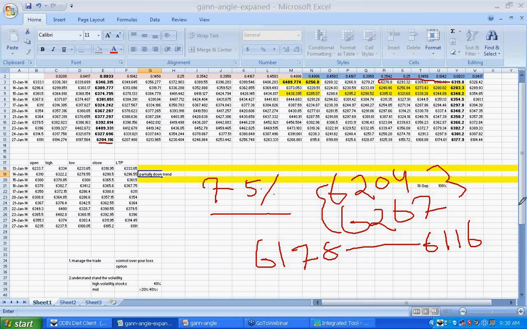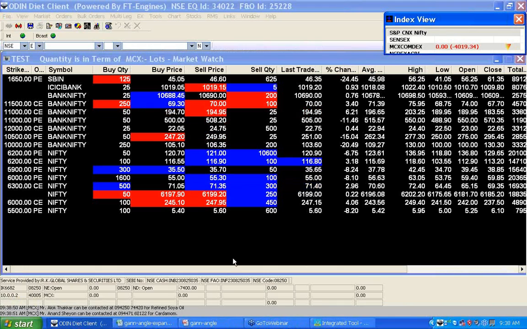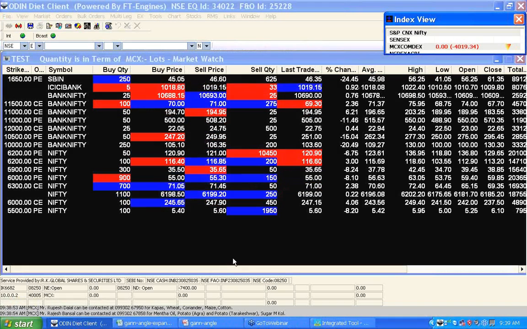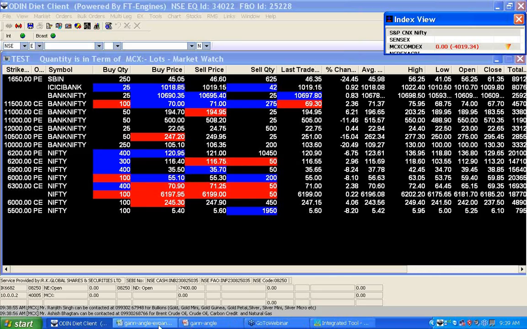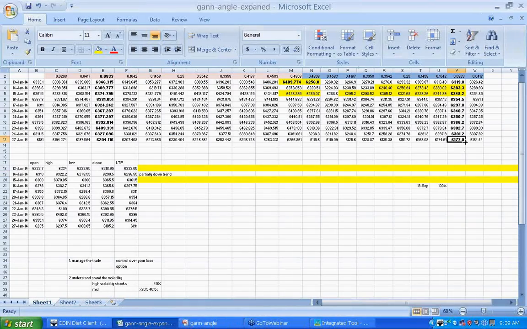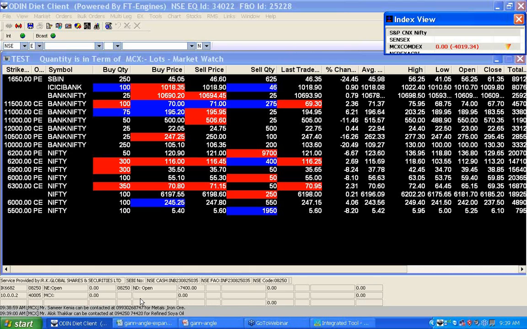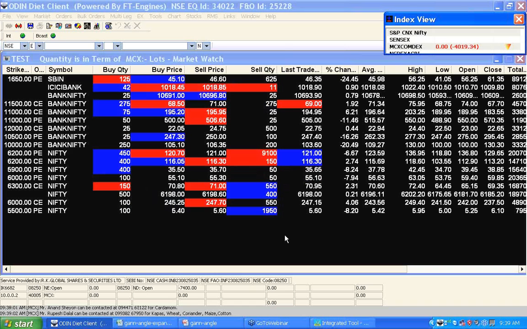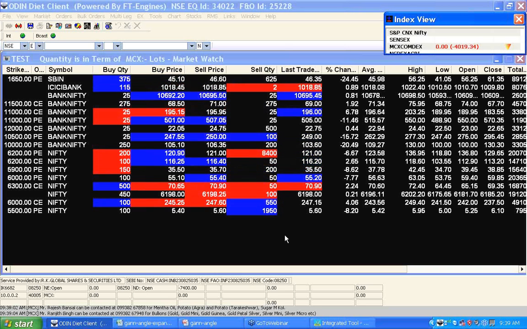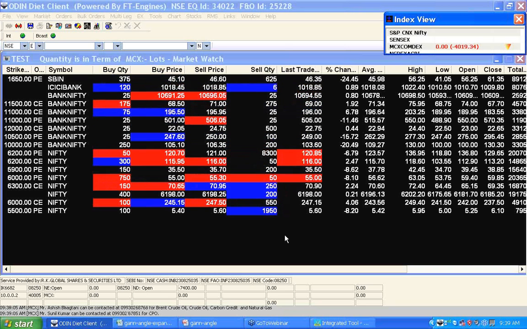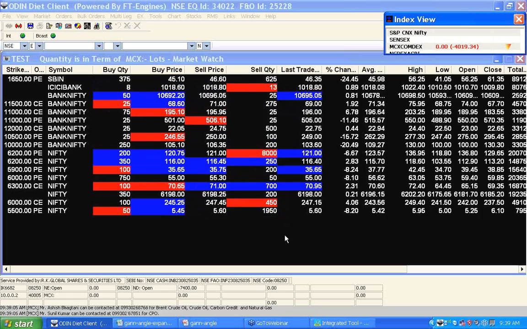So this is the level. You can note it down for the day and check at day end what has happened. Today the trend is being set for above 6204, and below 6178, and based on that only my trend is going to behave. So this is what it is as per the Gann angle principle.